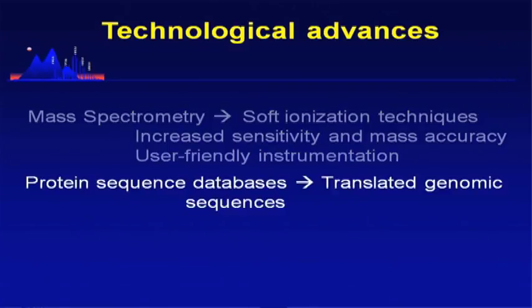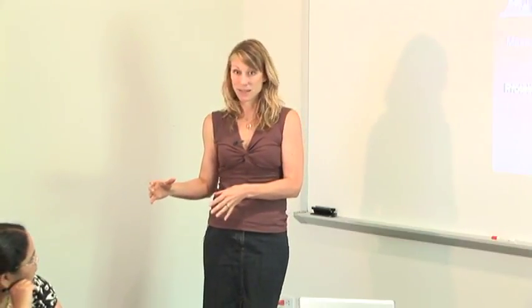Okay, so the next big advance has been in the availability of protein sequence databases. And the vast majority of information in these databases comes from translated genomic sequences. So really, the large-scale genome sequencing projects had to come first before we could do large-scale proteomics experiments. Okay?